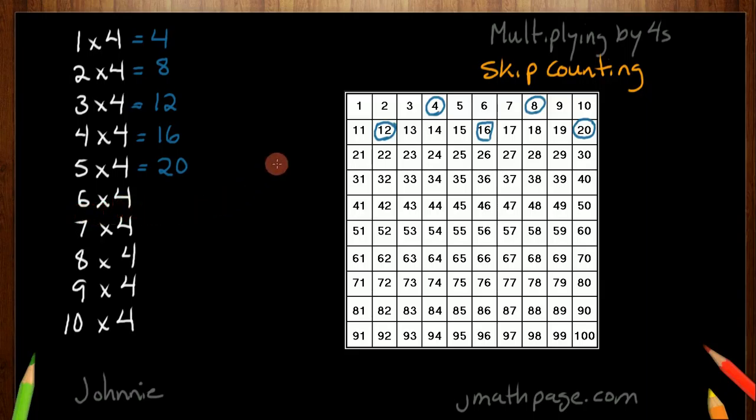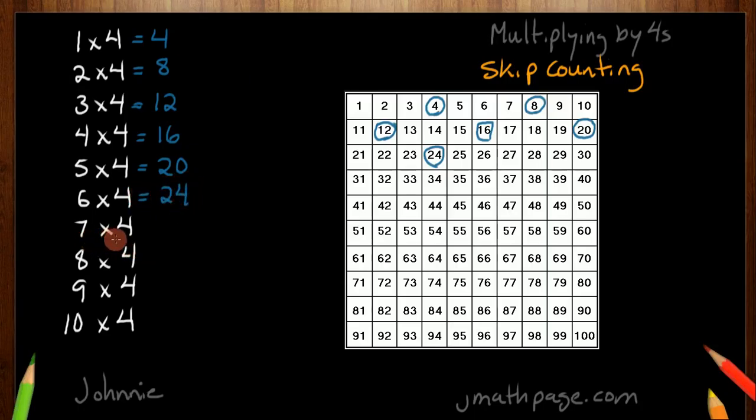Let's see what happens here. 1, 2, 3, 4, 5. We need to do one more. Let's count them off. 1, 2, 3, 4. That takes us to 24. 6 times 4, or skip counting by 4 6 times, gives us 24.